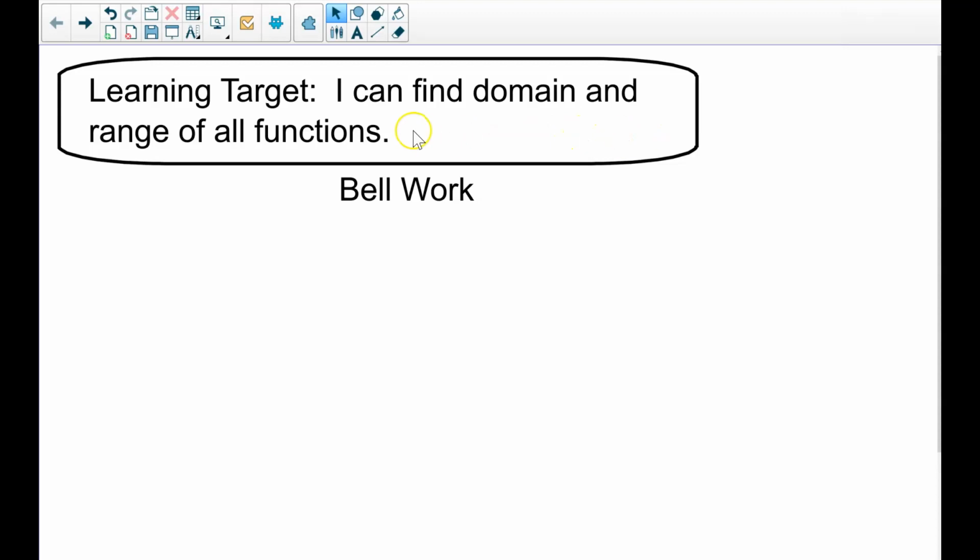All right. So today our learning target is to find our domain and range of all functions. That's what we're thinking about when we're answering questions today: how we can write our domain and range for all of our functions, and how we can use interval notation to show that.